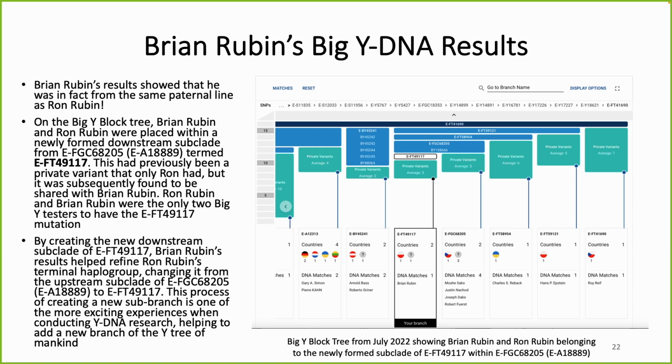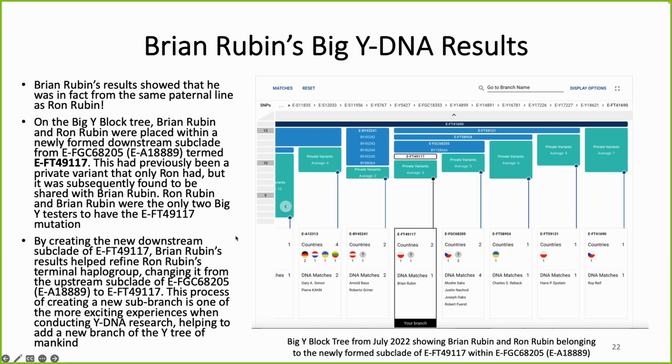And so when they both shared that mutation, it no longer became private, it became public, and it became a new sub-branch of the tree. This is now a Rubin branch of the tree that's defined by a mutation that they both share, FT49117.